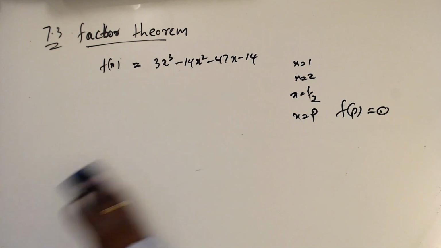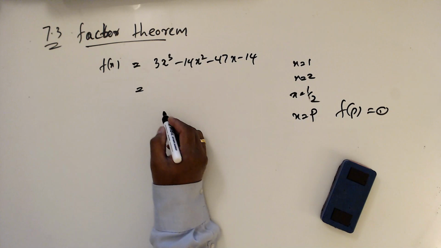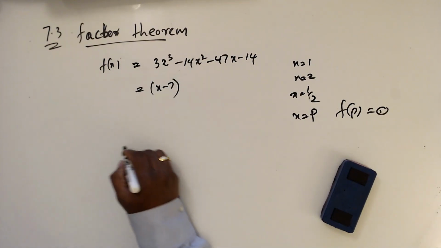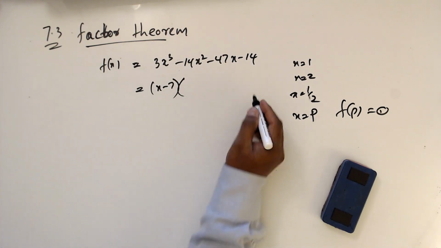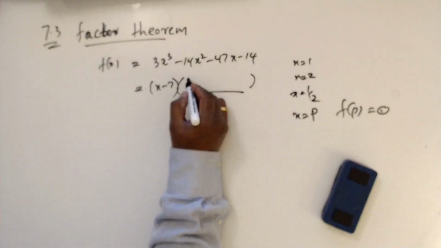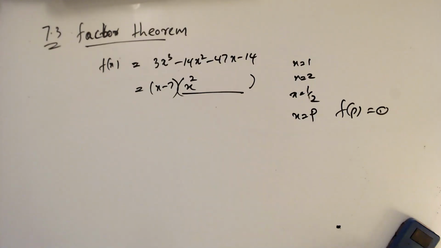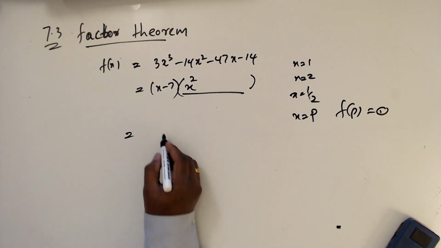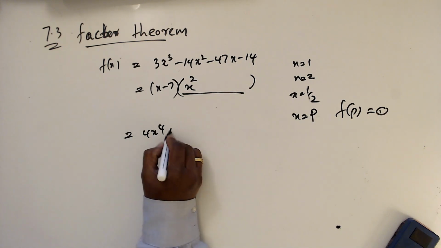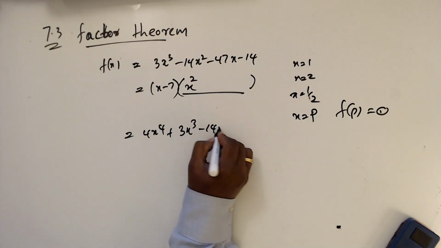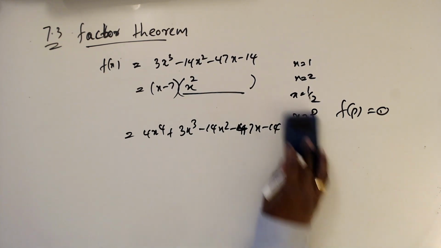Likewise, you want to find one factor. So we found x minus 7, and then divide this polynomial by x minus 7 and bring it into a quadratic. And you know how to factorize a quadratic. Assume now you have 3x cube minus 4x square minus 47x minus 14.